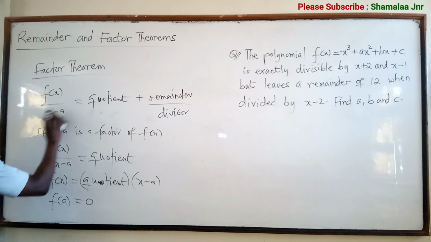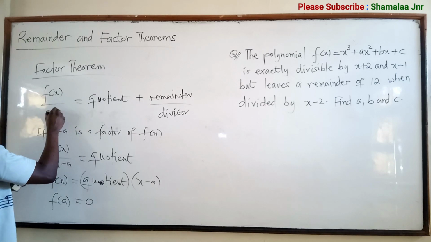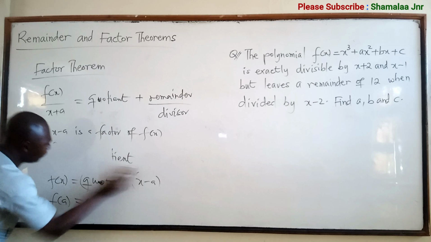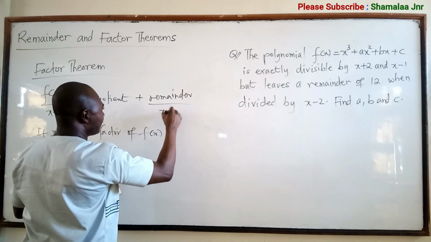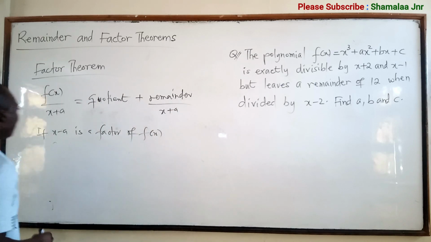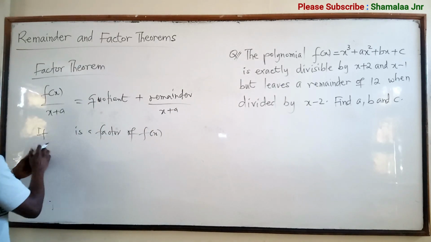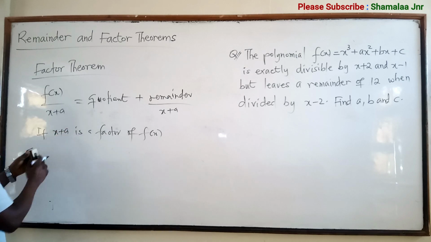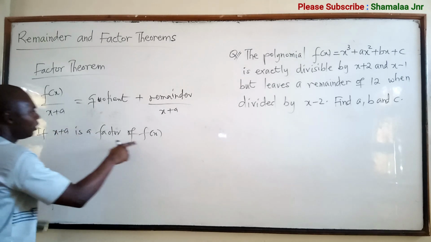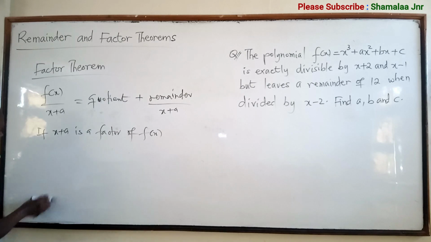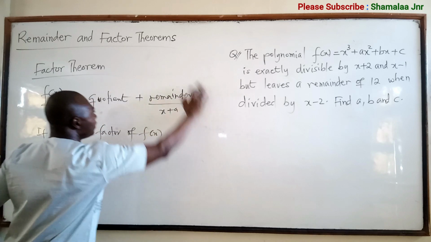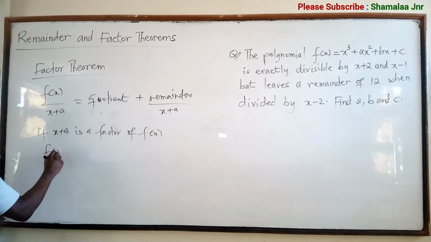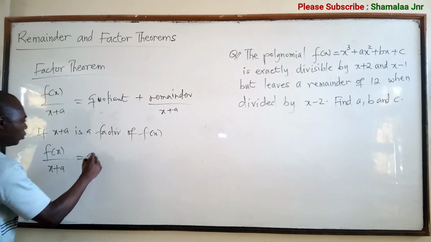Now, let's look at a situation whereby the divisor is x plus a. Now, if the divisor is x plus a, then this one will also be x plus a. Isn't it? That's the divisor. Now, if the divisor x plus a is a factor of the polynomial f of x, then what this means is that the whole of this will go to 0. This is 0, so it will make the whole of it 0. So we're going to have f of x all over x plus a is equal to quotient.